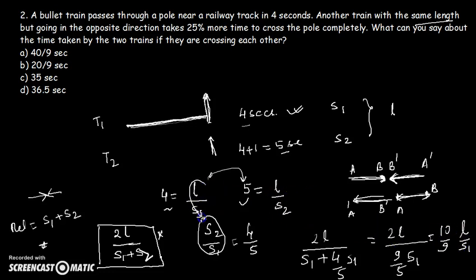What is the value of L by S1? L by S1 is 4. 10 by 9 into 4, that is 40 by 9 seconds. Thus, you can say 40 by 9 seconds is the time taken by these two trains to cross each other completely. I hope you understood the method.